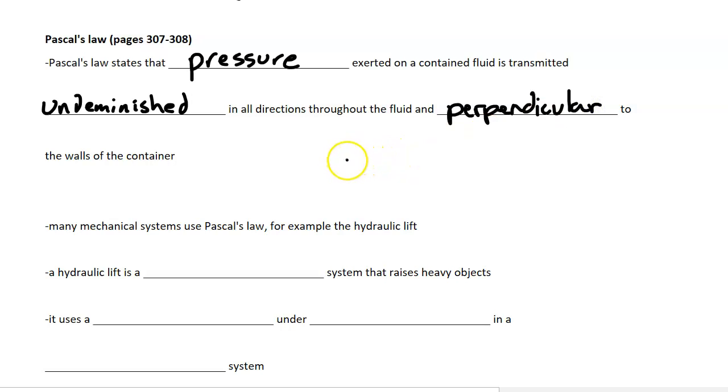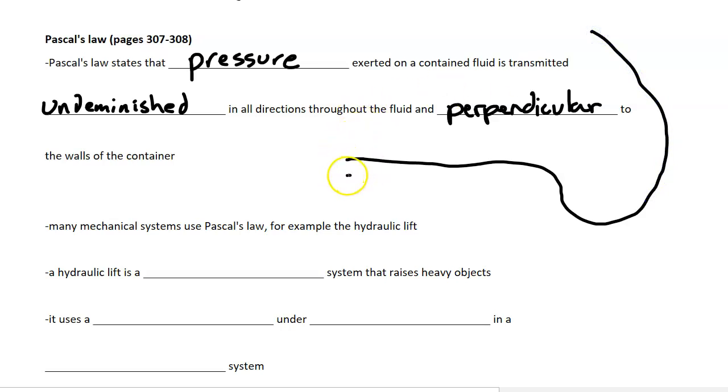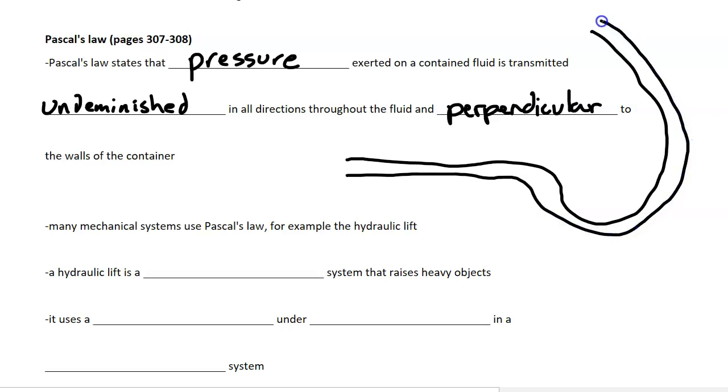That means if, let's say, I've got kind of a tube here, and I'm going to put some sort of syringe here. If I apply a force here, the pressure is going to be perpendicular to the walls in all directions, and even out this side, so we can actually transmit that pressure all throughout this tube.